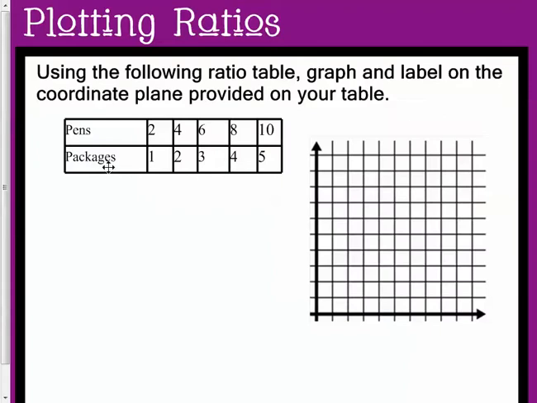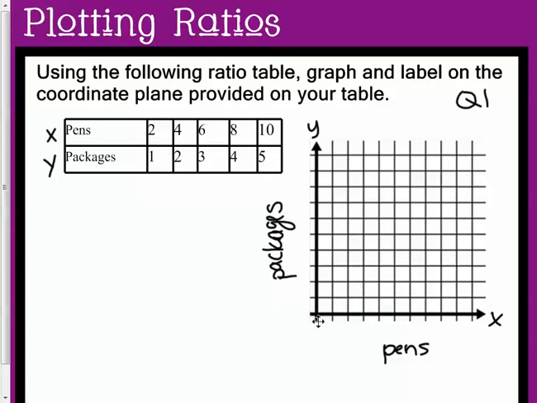Let's look at this one. Pens versus packages. Okay, so this one is my X and this one is my Y. So I'm going to put pens down here and I'm going to label this one X. I'm going to label this one Y and I'm going to write packages here. You're going to need graph paper. We're only working in quadrant 1. This is the positive quadrant.